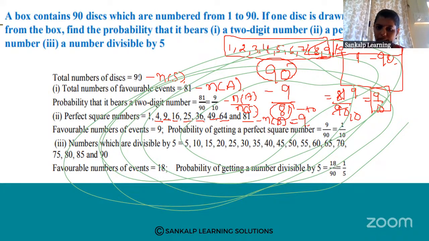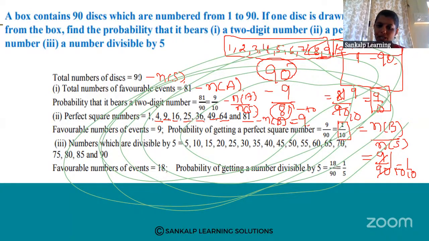So probability: 9 is the favorable number of outcomes. The probability of getting a perfect square number is n of b divided by n of s. So n of b is 9 divided by n of s, which is 90. So 1 divided by 10 I will get. This is the probability of getting a perfect square number, right?